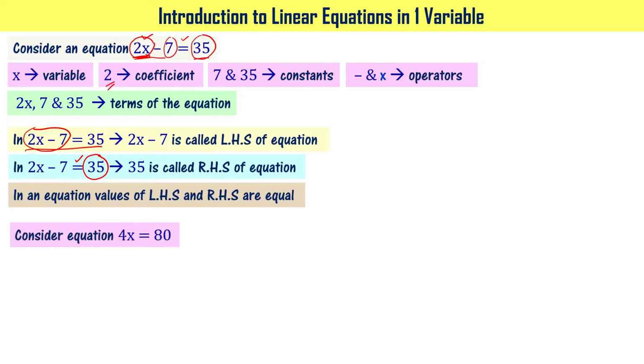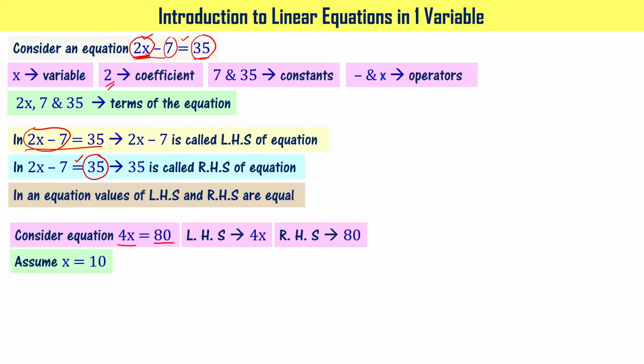Let us consider the equation 4x equal to 80. This equation we have written a few minutes ago for the perimeter of the square of side length x equal to 80, right? So 4x equal to 80 is an equation. This is your LHS. 4x is LHS and 80 is RHS, right?